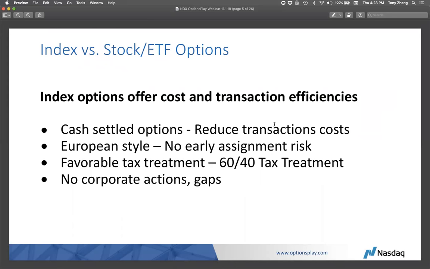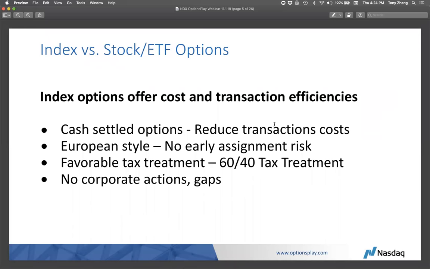For those of you trading in a taxable account, when you're trading stock or ETF options, especially since most of us trade options that expire less than 1 year from today, you're paying full capital gains on that trade. With index options, you have a 60-40 tax treatment. So 60% of it is taxed as short-term capital gains and 40% is taxed as long-term capital gains, which means you have a lower effective tax rate on your trades. So potentially more profit for you if you are trading in a taxable account.